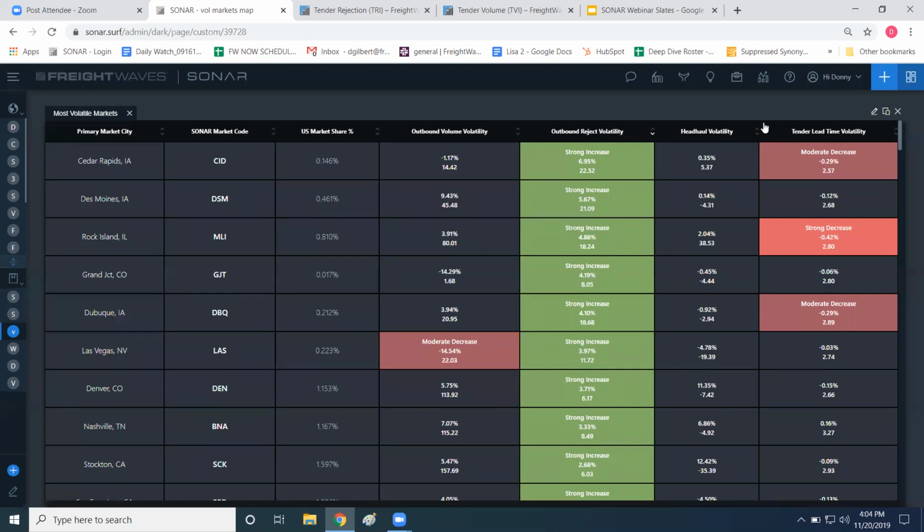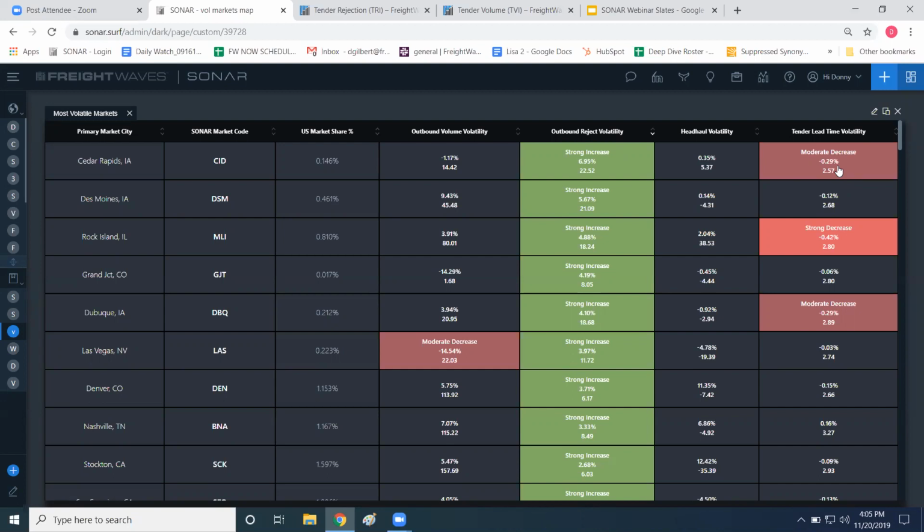You can also sort by tender lead times or the Headhaul Index. Tender lead times measure the time between a shipper booking a load with a carrier and the time the actual load picks up. So today is Wednesday. If I booked a load that's picking up on Friday at 4 p.m., and it's Wednesday at 4 p.m. currently, then we look at Thursday, Friday. That's a 2-day tender lead time. It's important to understand that tender lead time is the reaction of shippers to what's going on in the markets.